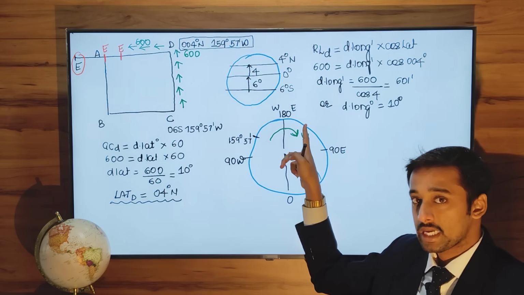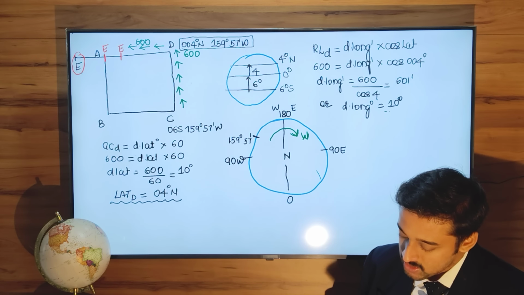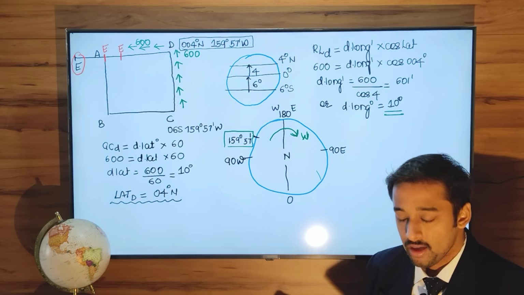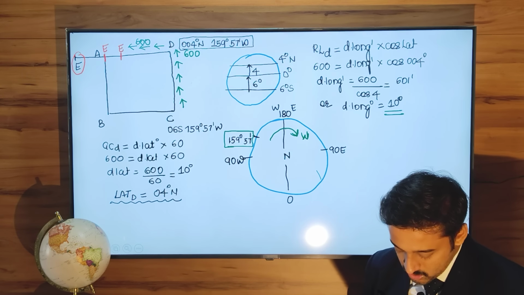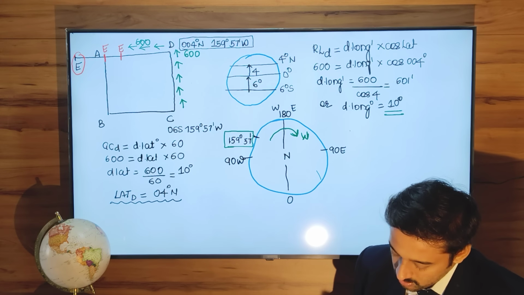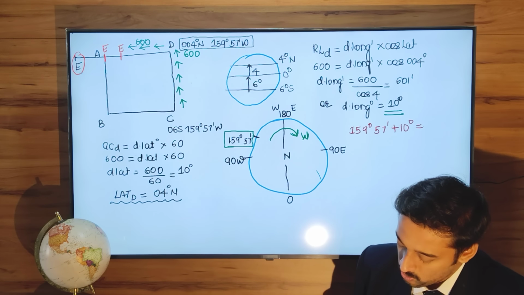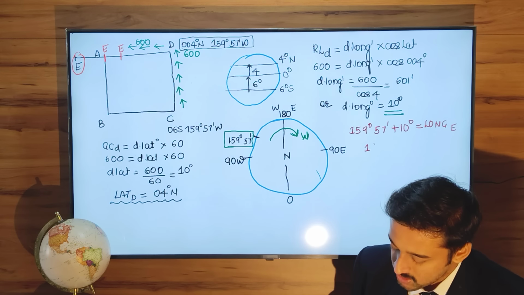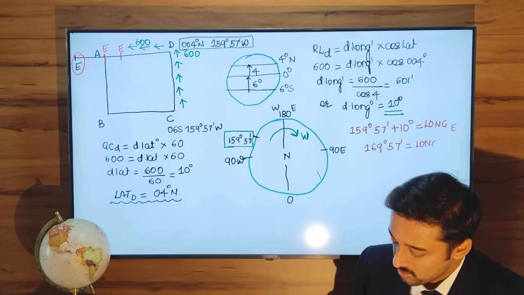After crossing 180 and entering the eastern hemisphere, it will again start decreasing. So now our total D long is 10 degrees, and our initial longitude is 159 degrees 57 minutes. In the westerly direction longitude increases, so you will add 159 degrees 57 minutes plus 10 degrees, and that will give you the longitude at Echo. So the answer will be 169 degrees 57 minutes is your longitude of Echo.